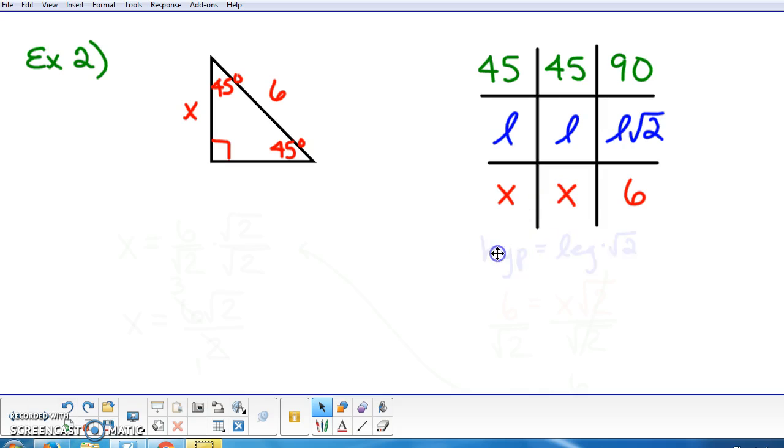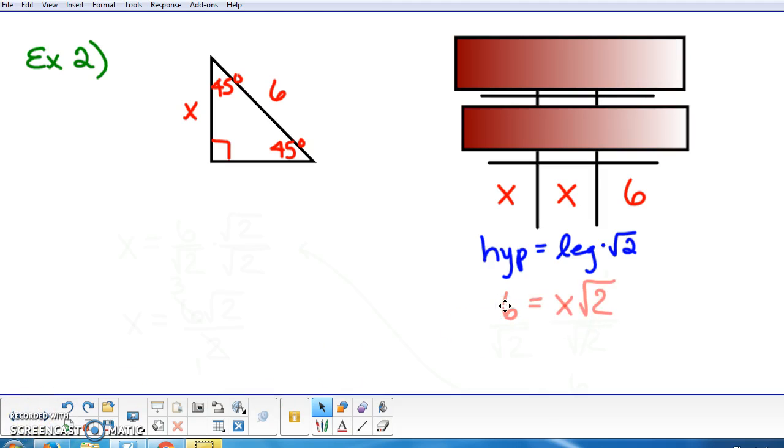My formula is hypotenuse equals the leg times root 2. My hypotenuse is 6. My leg is x. And then I pull down the root 2. So now I have 6 equals x radical 2. Well, I need to isolate my x, so I need to get rid of this radical 2. So I'm going to divide by radical 2 on both sides. That will cancel out the radical 2's on the right and leave me with 6 over radical 2.